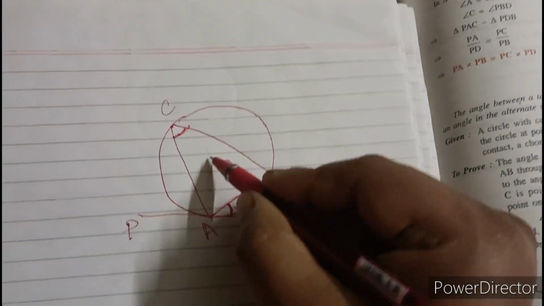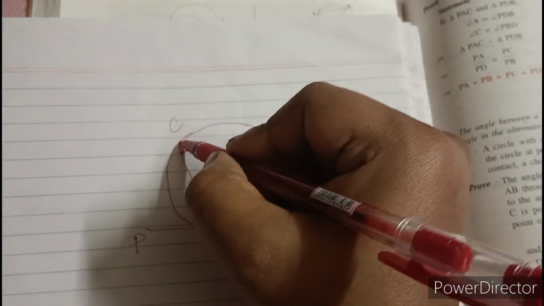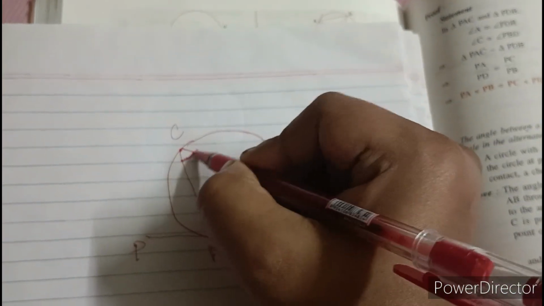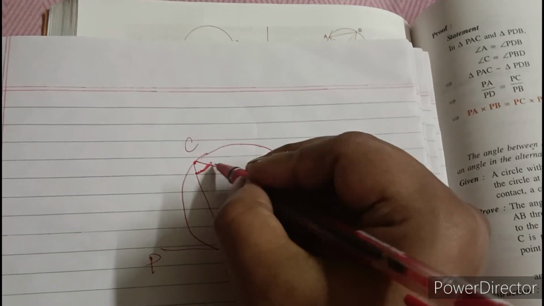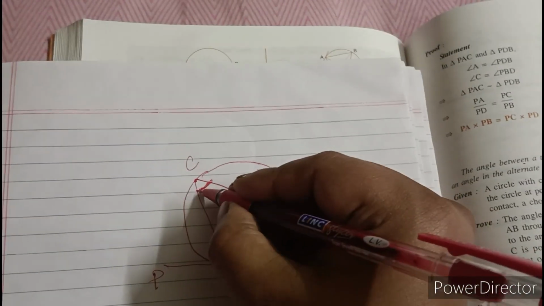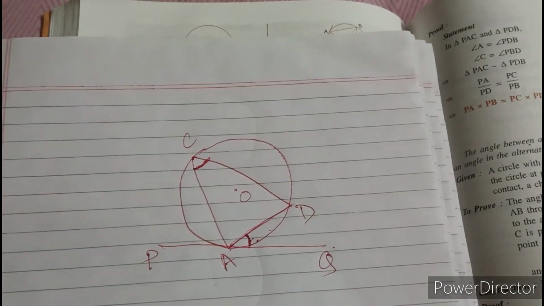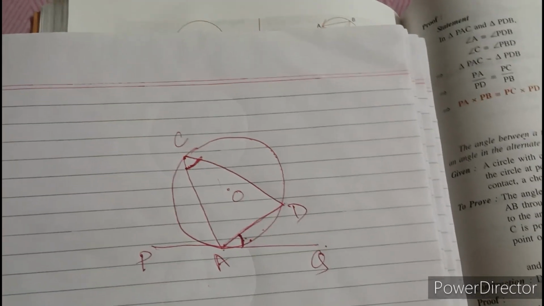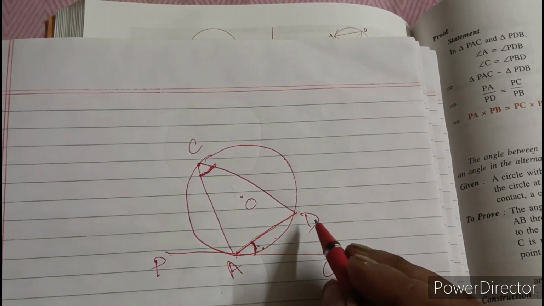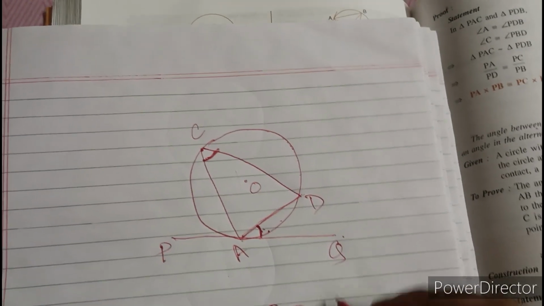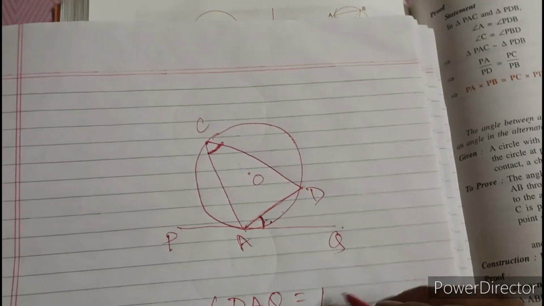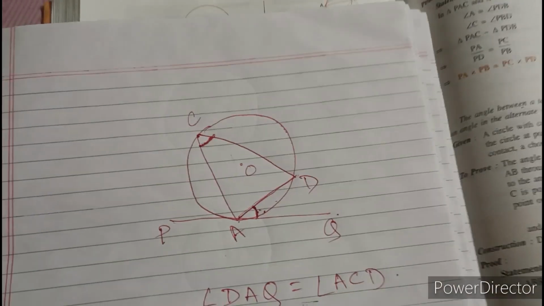This chord is divided into two segments. This is another segment, so this point of contact, here it is making another angle in the alternate segment, isn't it? This is making another angle in the alternate segment, and these two angles will be equal. That means angle DAQ will be equal to angle ACD.